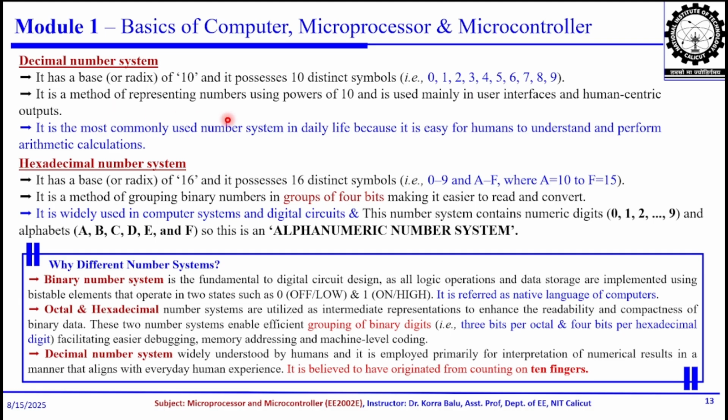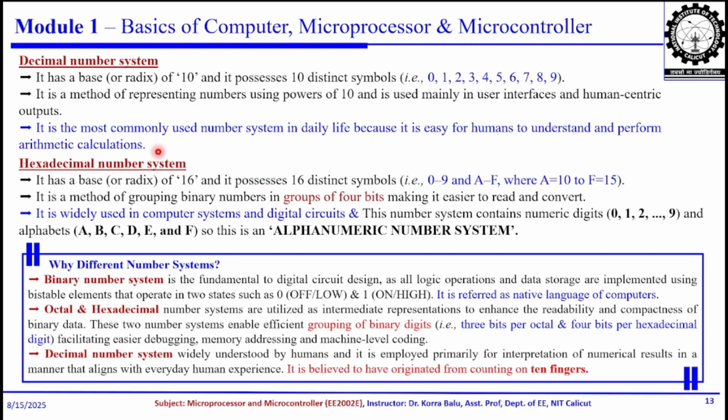It is a method of representing numbers using powers of 10 and is used mainly in user interfaces and human centric outputs. Actually this number system came because of human fingers. Human fingers are 10. We can easily communicate to another person with the 10 fingers, 1 2 3 up to 10. It starts from 0 to 9, total 10 symbols we can represent with the 10 fingers. It is the most commonly used number system in daily life because it is easy for humans to understand and perform arithmetic and logic calculations.